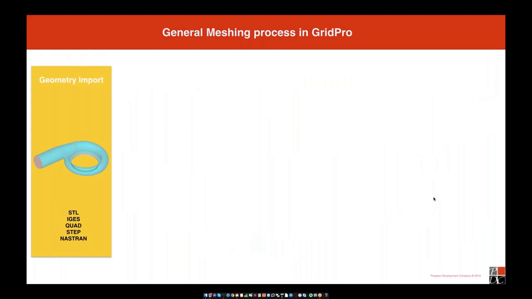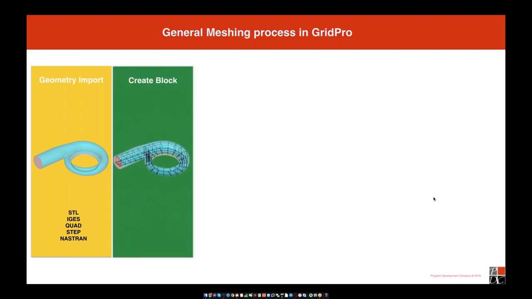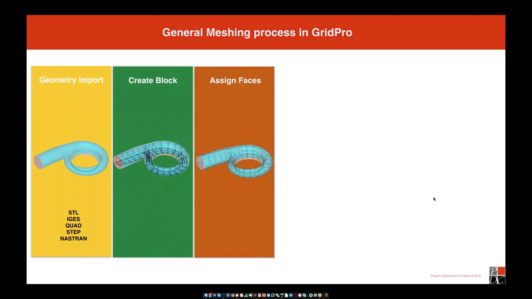I'll first explain the general meshing process in GridPro and then move to our specific case of Volute. So first, geometry is imported into GridPro and the blocks are created. The block creation process is very flexible. It just has to have a rough topological representation of the geometry. Once the blocks are created, there is a stage of association where you have to identify the faces which have to be projected to the geometry IDs.